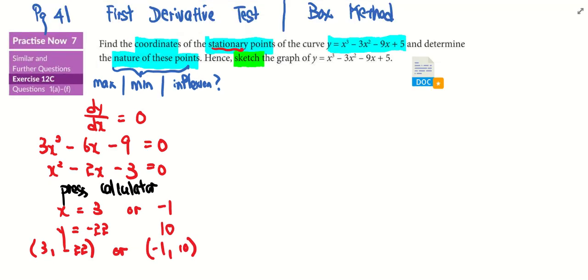Okay, we have determined the coordinates, but our next job is to find the nature of each of the points. So we do point by point. Rather than calling it the first derivative test, I'll call it the box method. We draw the tic-tac-toe. How to do it? I show you all once first. Basically, I use the first pair first. So I check the first one.